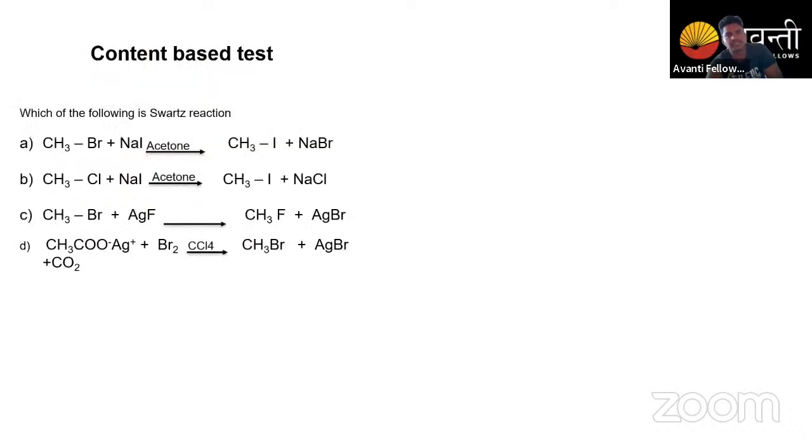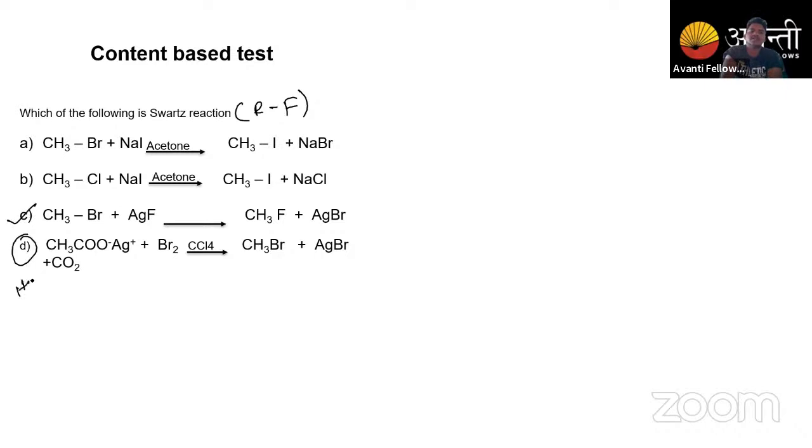I hope you understand this. So these are the reactions and these are the answers for those questions. Tell me guys, which of the following is a Swarts reaction? Please reply in the chat box. Yes, option C is the correct answer. The Swarts reaction is used for the preparation of alkyl fluorides.